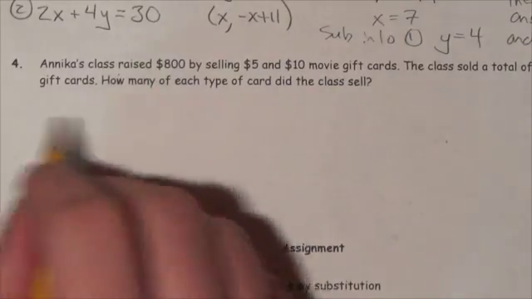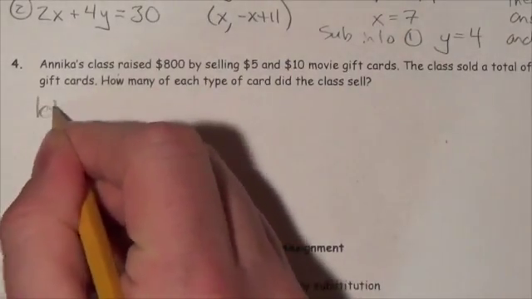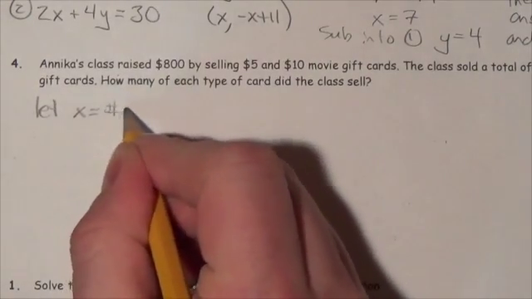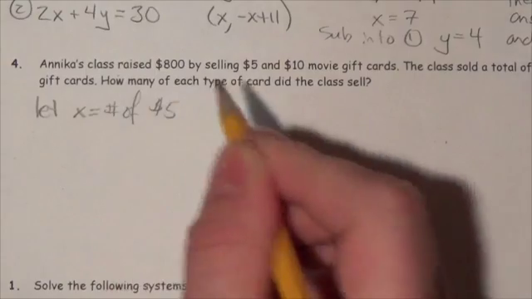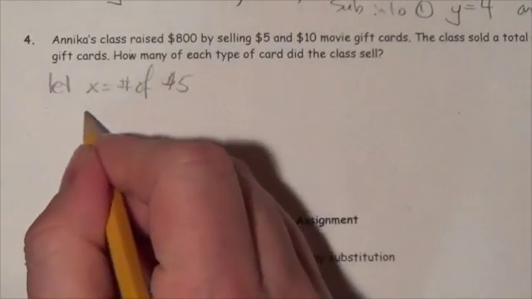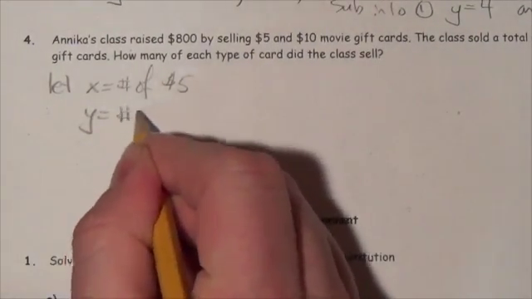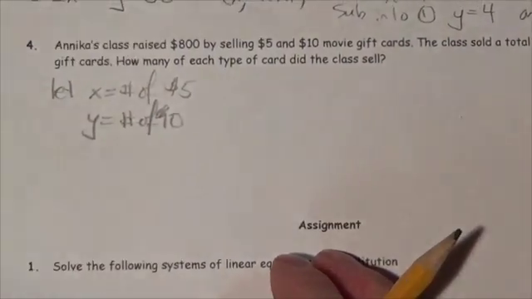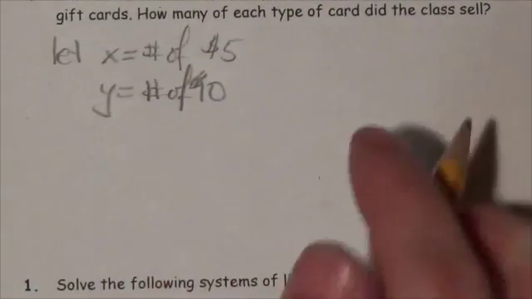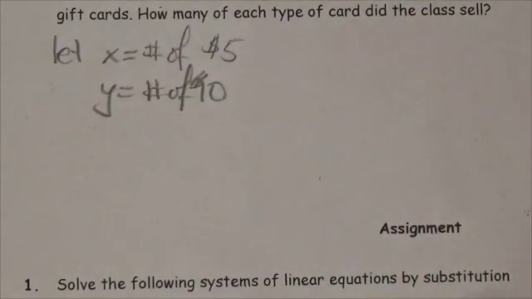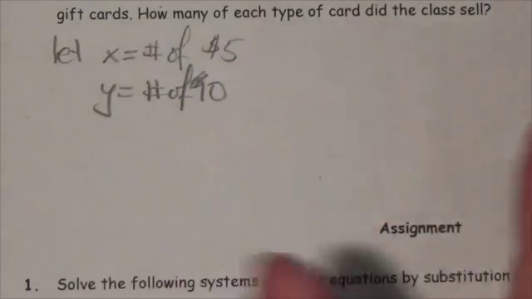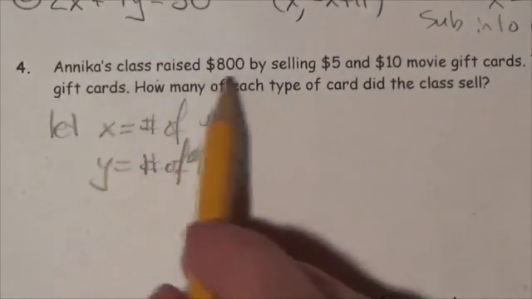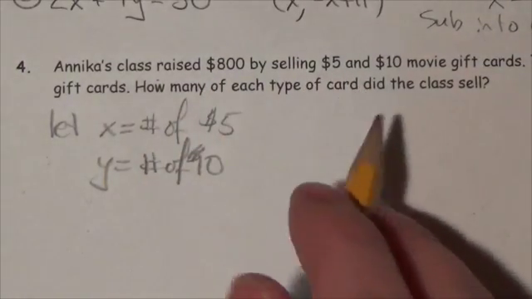So first of all, we're going to start off with a let statement. We're going to let x equal the number of, let's say, $5 gift cards, and we'll let y equal the number of $10 gift cards. And I'll zoom in just a little bit here. Now, the first two sentences contain the information that we need. So the class raised $800 by selling $5 and $10 movie gift cards.